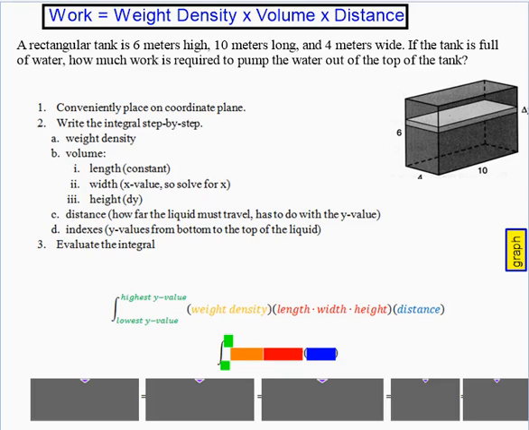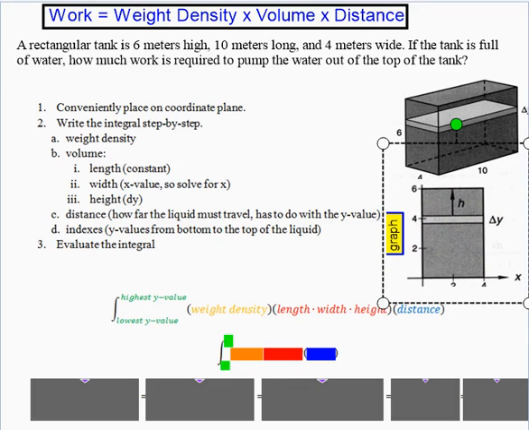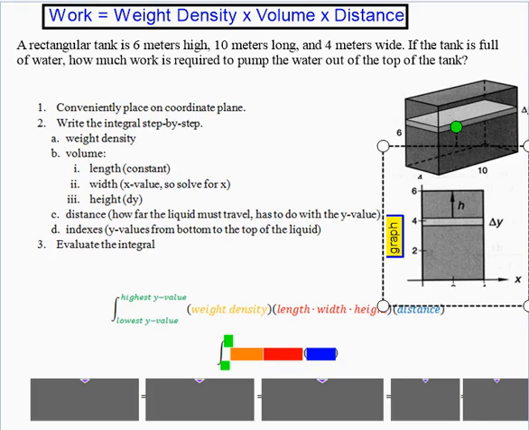Before we get into this example, let's look at some things we want to do as we come across these problems. We want to conveniently place our situation on the coordinate plane. This one's a rectangle, so it will be placed one way. Just like when we did fluid force, circles will be centered at the origin. For a rectangle, that often means putting the bottom left corner at the origin. So there we have the graph that we would use.